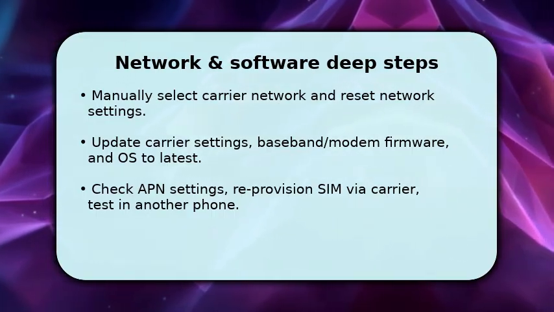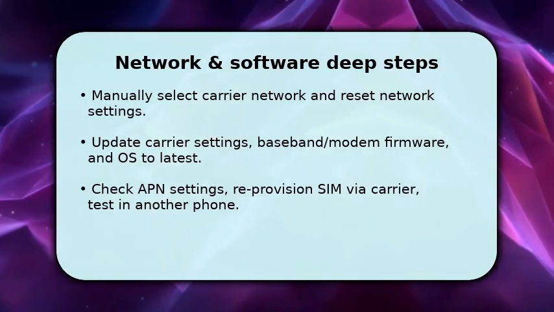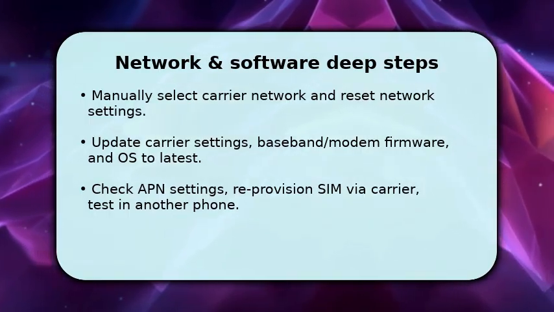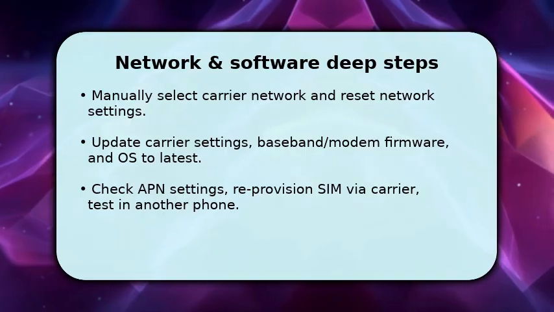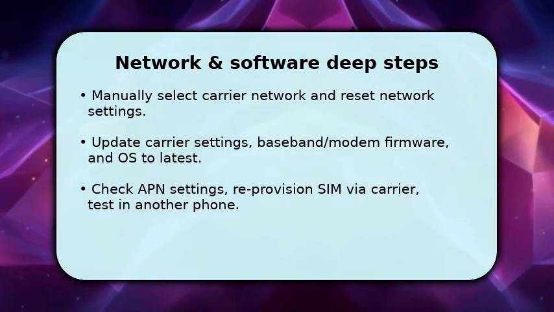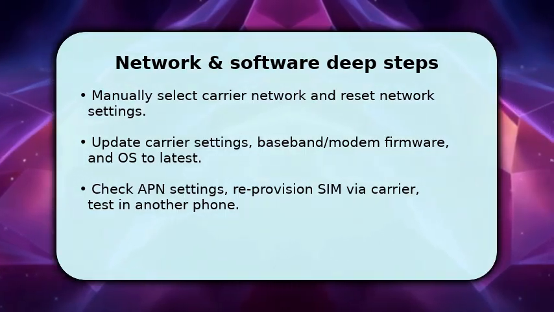Review APN entries for correct values, ask carrier to reprovision the SIM, and if uncertain, test that SIM1 in a different phone to separate hardware from provisioning problems.